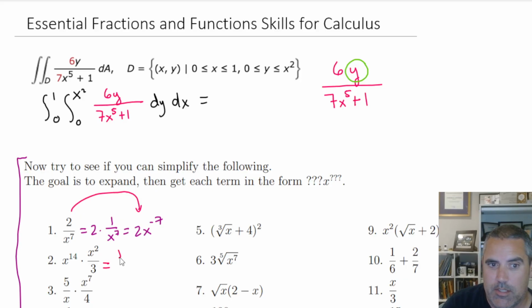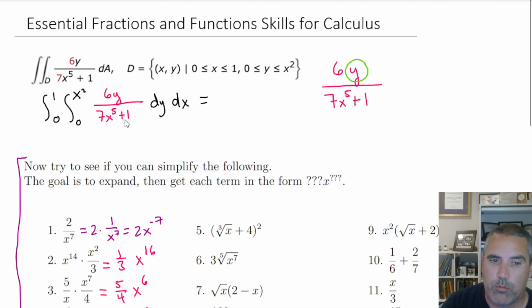We need to be able to look at this and say this is 1/3 x to the 16th. We need to be able to look at this and say it's 5/4 x to the 6th. We need to be able to look at this and say it's 1/4 x to the -2. So I really like this. This is an exercise actually from my business math course, but an exercise in freeing your mind and how you separate fractions. Okay, so that's important.